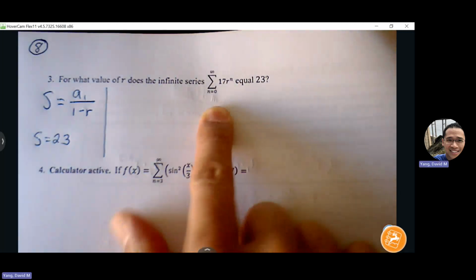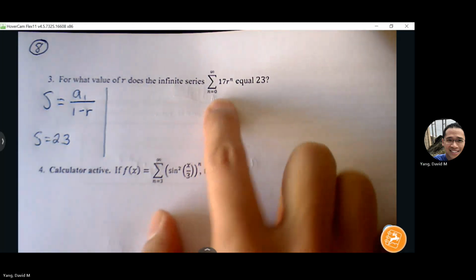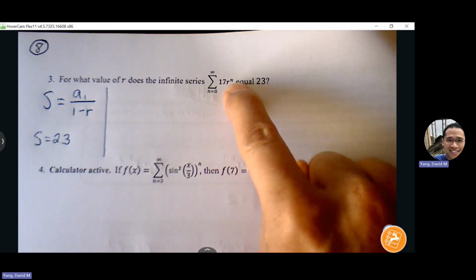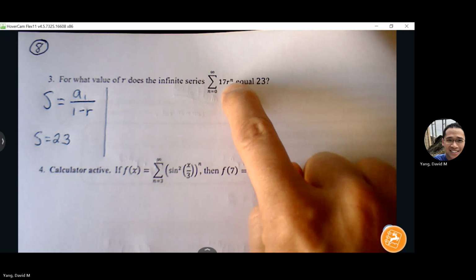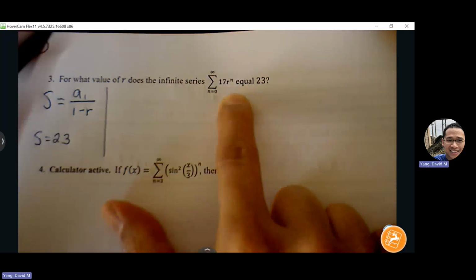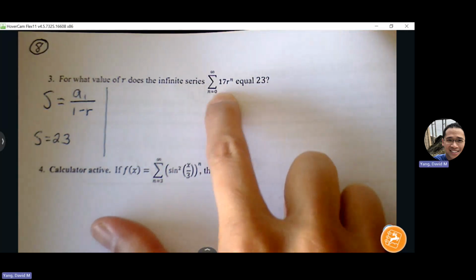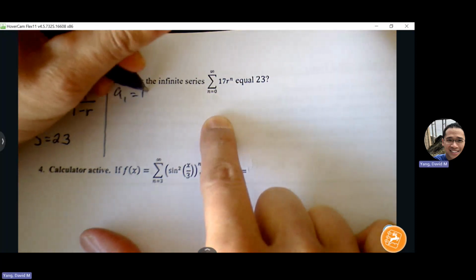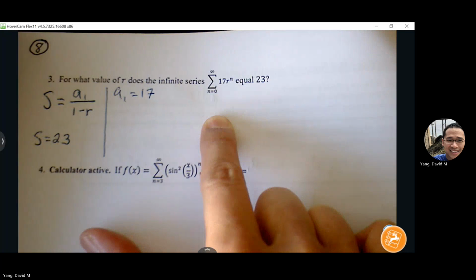Can I figure out what a sub 1 is? Yes. I can plug 0 in for n. r to the 0 power is going to be 1, times 17 is 17. So even though we don't know what r is, we're able to use that to help us get to our a sub 1. Can r be 0 or no?